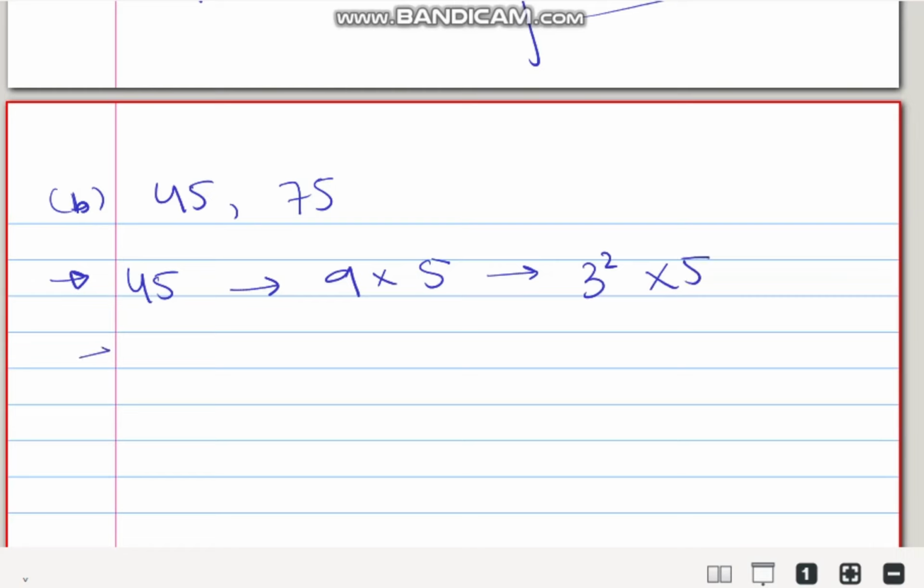Okay, now what about the 75? Write the 75 here, and now think about it. How can I do this? 25 multiplied by 3. Okay, this is the factorization of 75. And now what about 25? 25 is basically the square of 5. Okay, we are making things simpler.